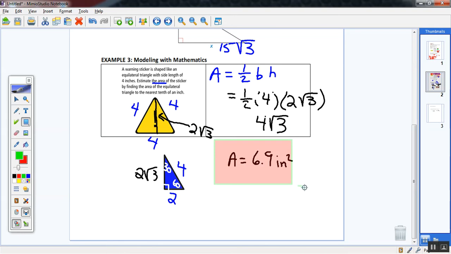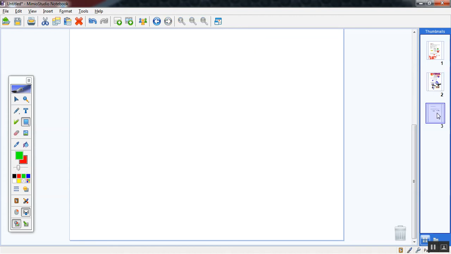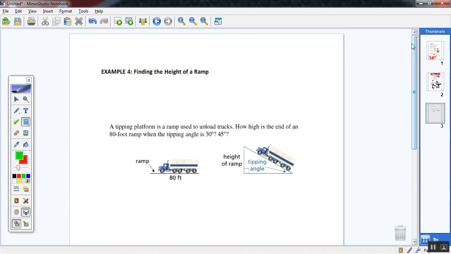So let's see if we can't apply this stuff. Last page. Finding the height of a what? Okay. These things are pretty cool. Have you seen these types of trucks? They get on these ramps, they clamp them down, they just pick the whole truck right up and dump stuff. This is pretty neat stuff. It says a tipping platform is a what?